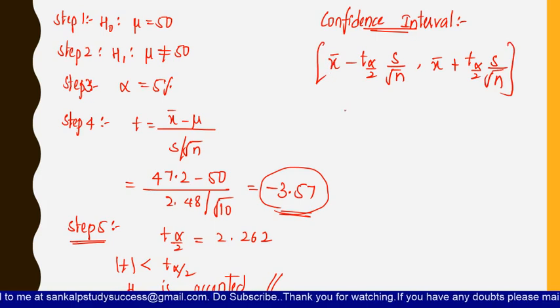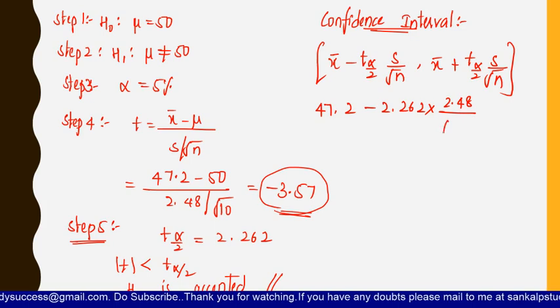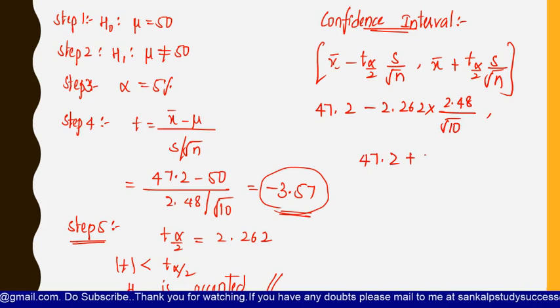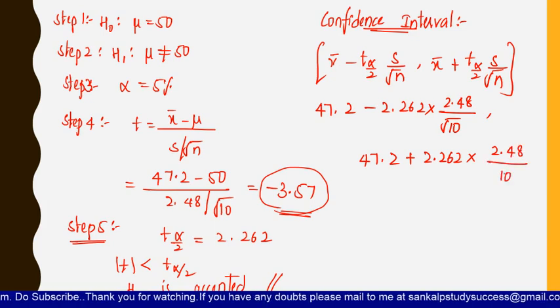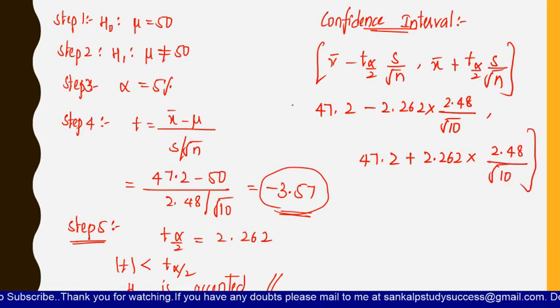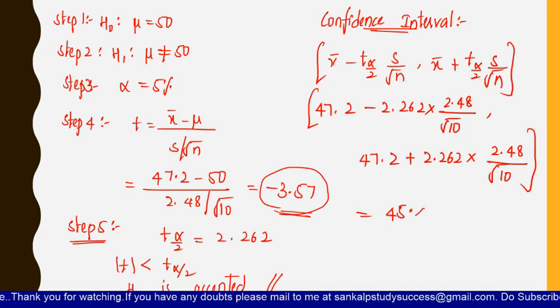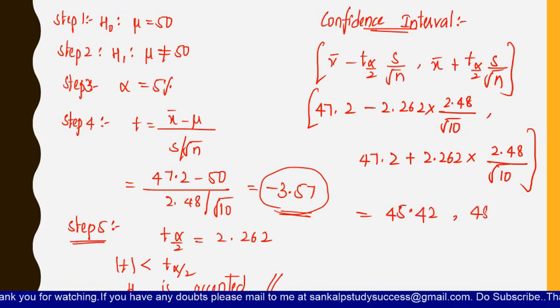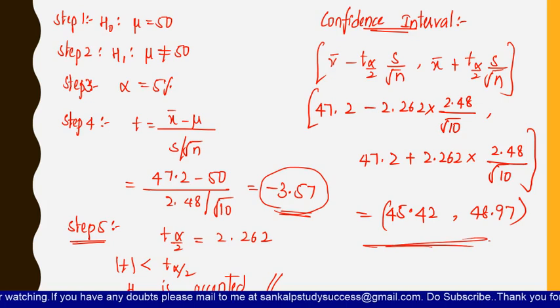So now let us substitute all the values in the confidence interval here, which is 47.2 minus 2.262 into 2.48 by root 10, comma, the same again but with the change in the sign, plus 2.262 into 2.48 by root n. This is nothing but the confidence interval. On further simplification, you will get the confidence interval as 45.42 comma 48.97. So in this way, we are going to find the confidence interval.